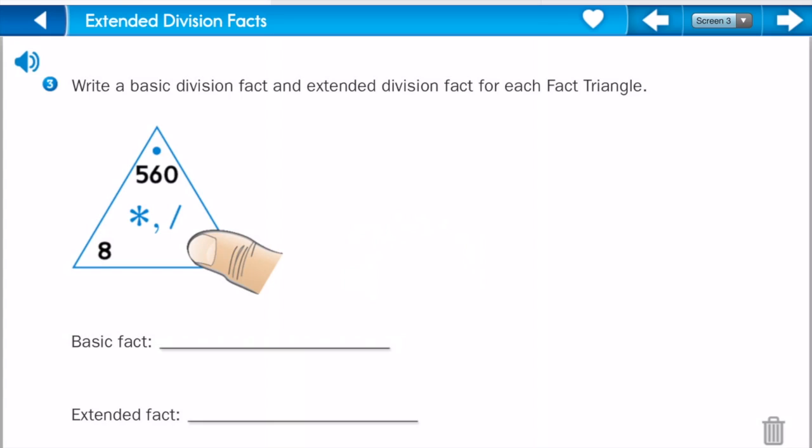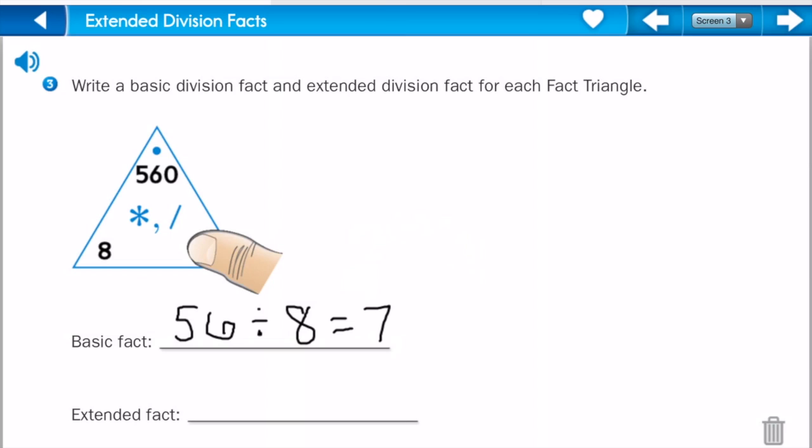All right, we have another one. So what's our basic fact here? Yes, our basic fact would be 56 divided by 8. Okay, and what is that? I said 7. Because I know, and like I said before, if you don't know your multiplication facts, you can draw those circles on the side to help yourself figure them out.